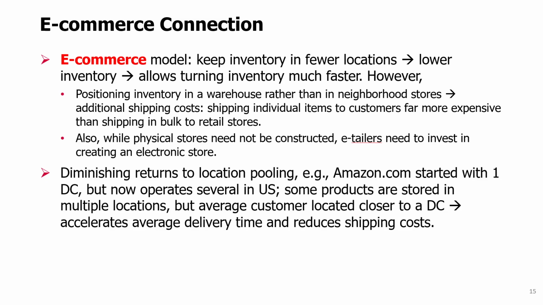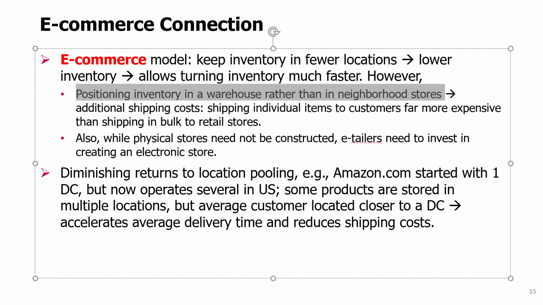In e-commerce, we basically keep inventory in very few locations, maybe even in one location, and deliver from that. Of course, that lowers the inventory necessary to serve the demand tremendously, and allows, because of that, turning inventory much faster if you can maintain a similar level of sales. However, there are disadvantages. Positioning inventory in a warehouse rather than in neighborhood stores creates additional shipping costs. So, for example, Amazon.com will have those costs, and they, of course, work very hard to reduce them. But these costs are quite significant.